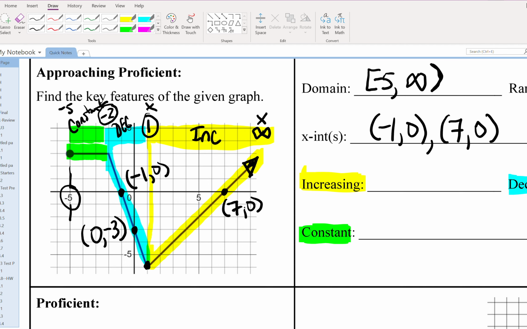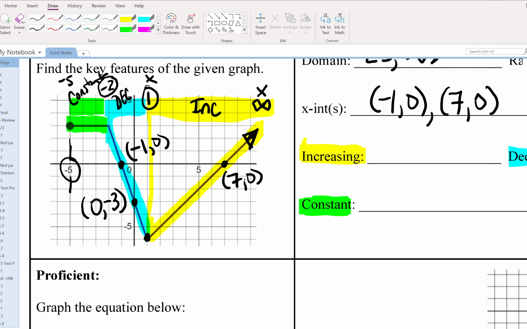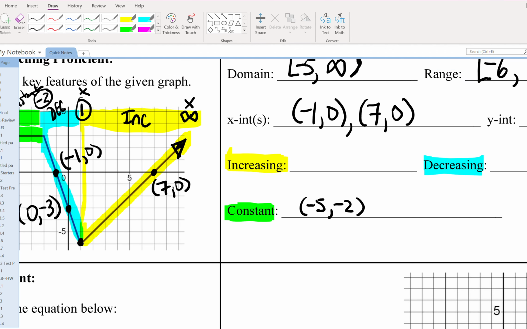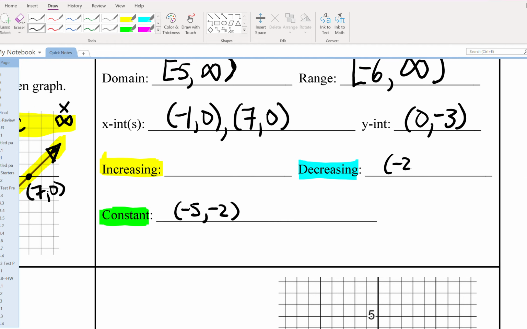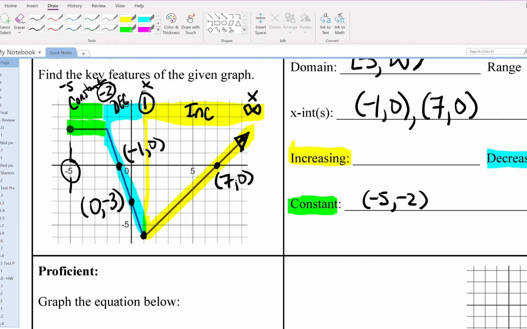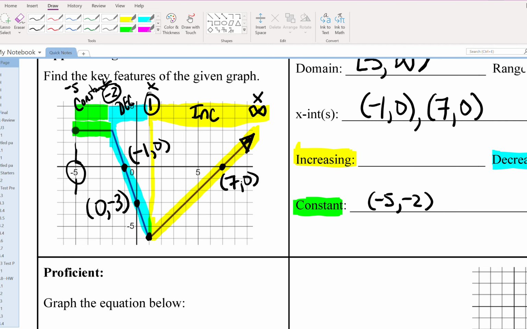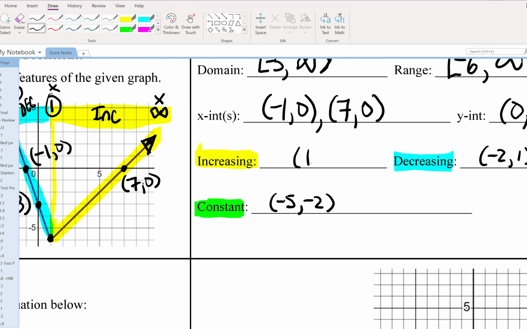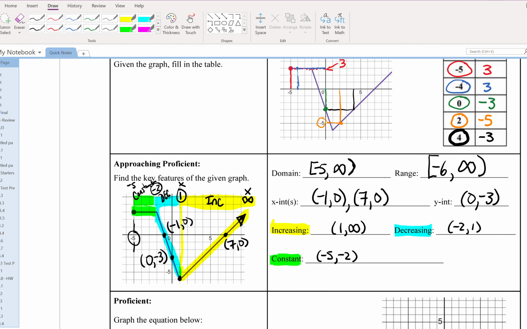And so if you just read it from left to right, let's first go to constant. It's constant from -5 to -2. And then it's decreasing, the next one, from -2 to 1. And then where is it increasing? Well, it's increasing from 1 to positive infinity. And that's how you do this.